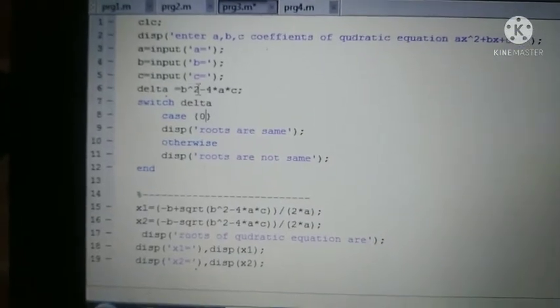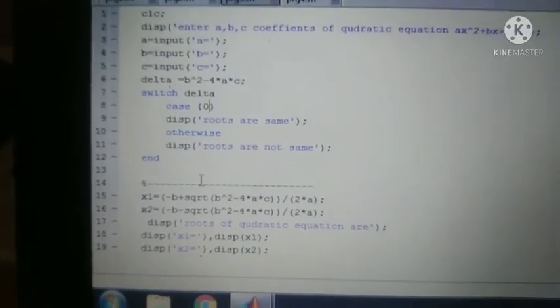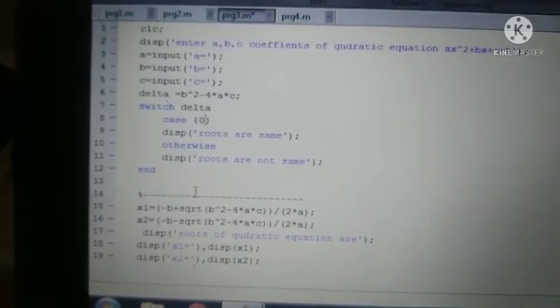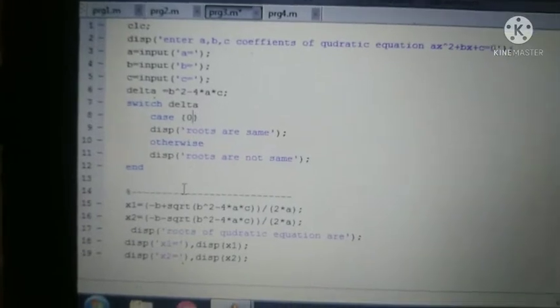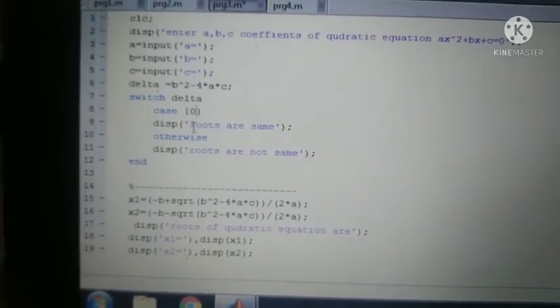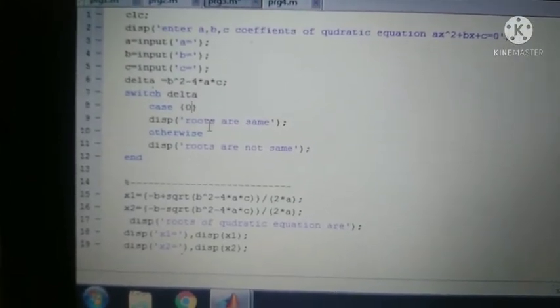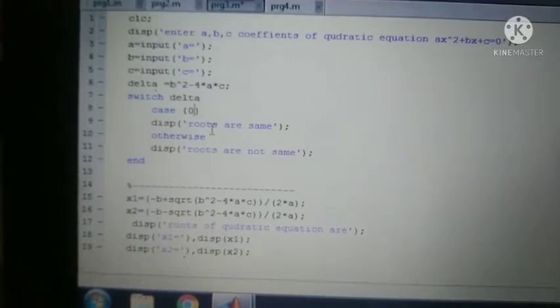See, I cannot give greater than 0 or lesser than 0 in this case. In a switch statement, I cannot give those types of conditions. I can only give the variable value. If the value of the variable is 0, then display this. Otherwise, display this. Or I can use case 0 for case 1.